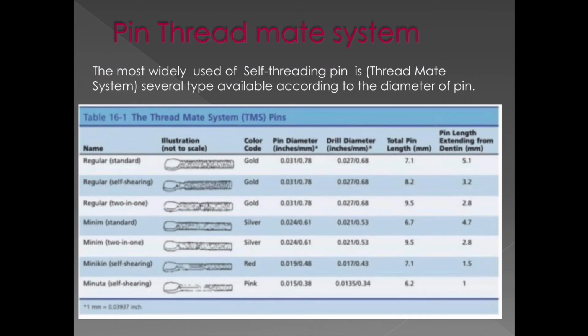Now I will talk about the most widely used system of self-threading bin. It is the Thread Mate system. This system has several types of bin available according to the diameter of the bin. It has a regular type with color coding gold, either standard or self-shearing or two-in-one, and medium with color coding silver, either standard or two-in-one, and Minikin with color coding red self-shearing, and Minim with color coding pink self-shearing.